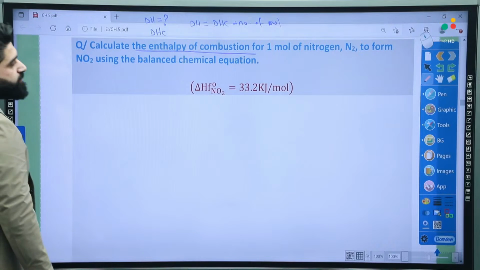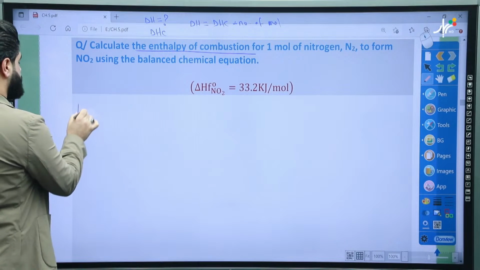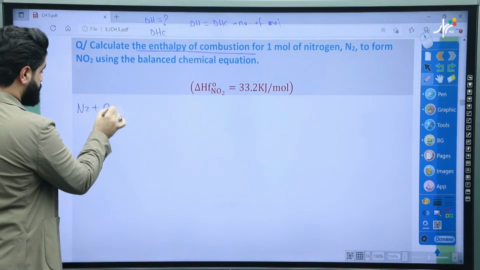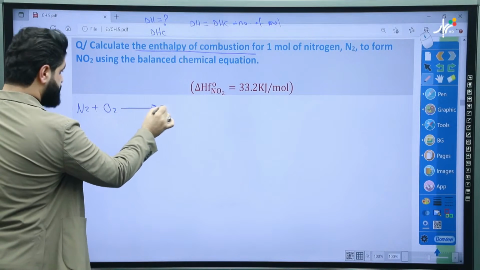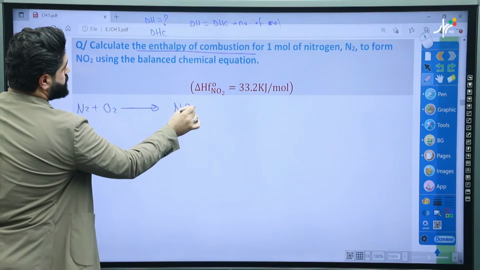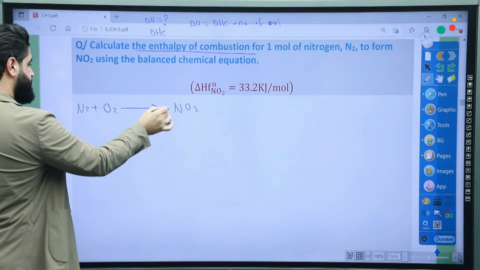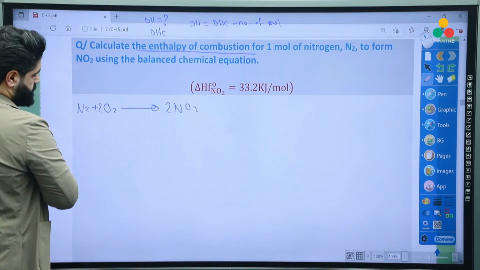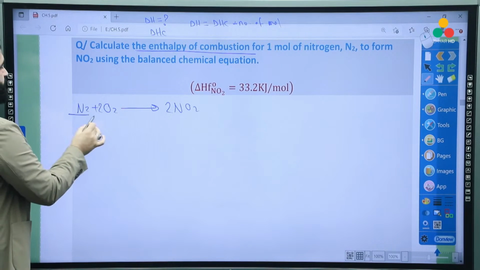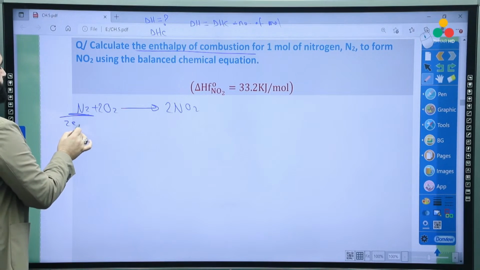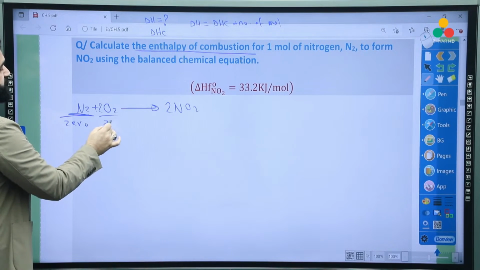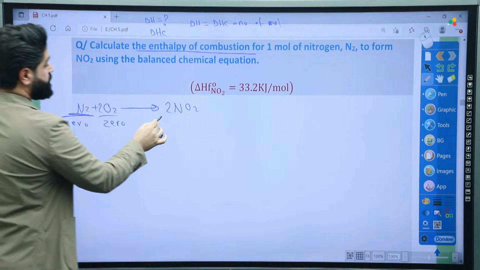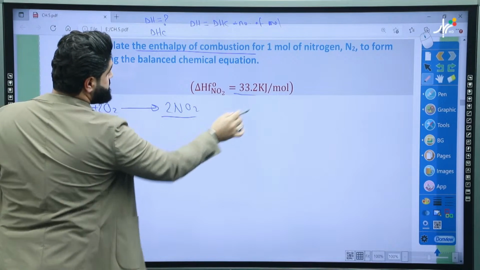So let's write the combustion reaction for N2. N2 plus O2 to produce NO2. Then balance times 2. It must be times 2. Okay. Delta HF for N2, it's 0. For O2, it's 0. Delta HF for NO2, it's 33.2.